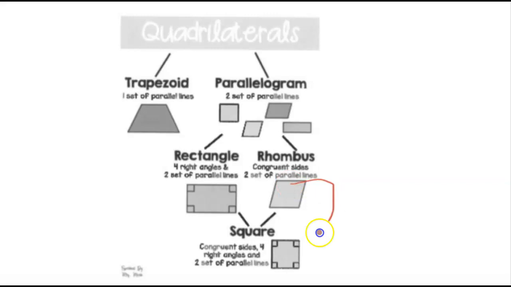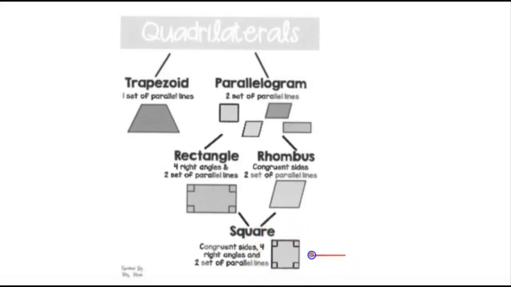If we have a rhombus that has four right angles, it now can be named a square. And if we have a rectangle where all the sides are the same, it is also a square. So what that means is a square fits in the rhombus category, it fits in the rectangle category, it fits in the parallelogram category, and it fits in the quadrilateral category. However, not all of those shapes can be squares.